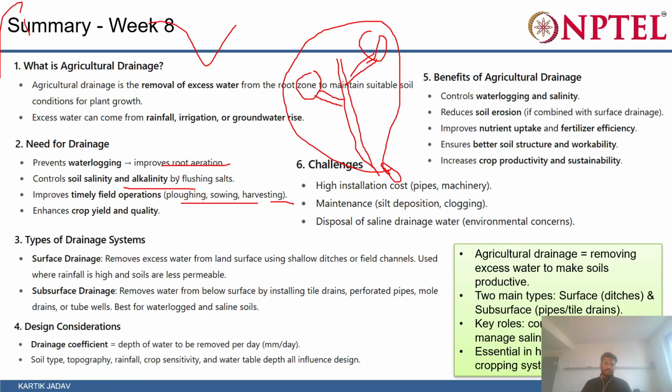And subsurface drainage removes water below the surface by installing tile drains, perforated pipes, mole drains, or tube drains.